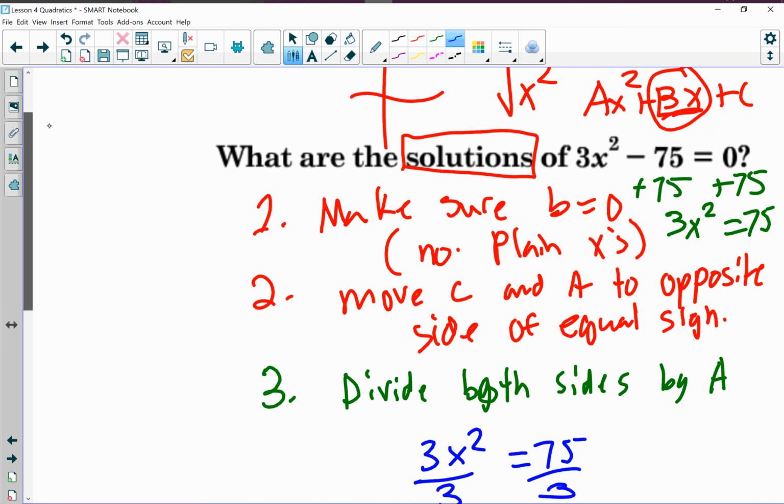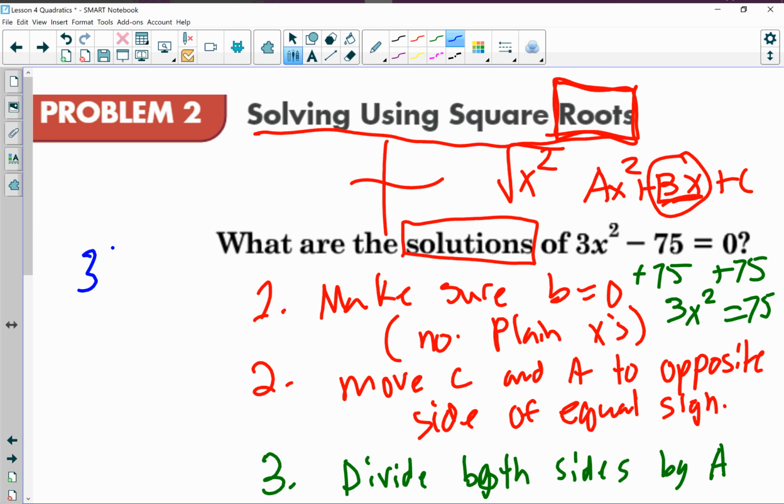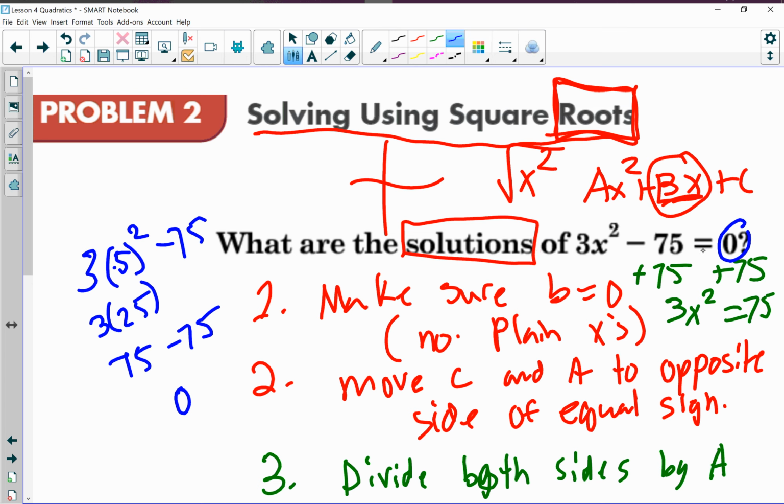So I can plug 5 and negative 5 back in. So 5 squared is 25, times 3 is 75. 75 minus 75 is 0. So I checked it. Now I do negative 5. Negative 5 squared is still 25. 25 times 3 is 75. 75 minus 75 is 0.